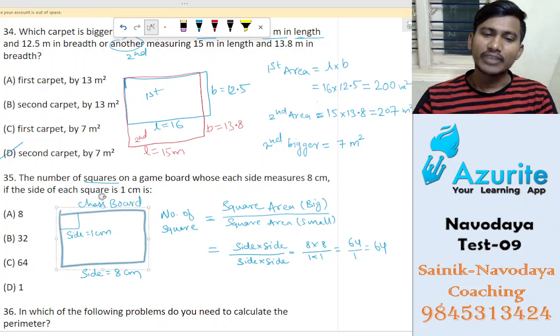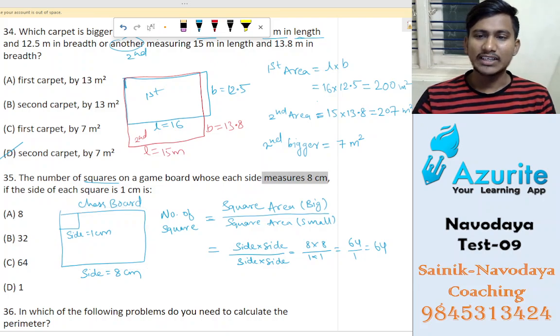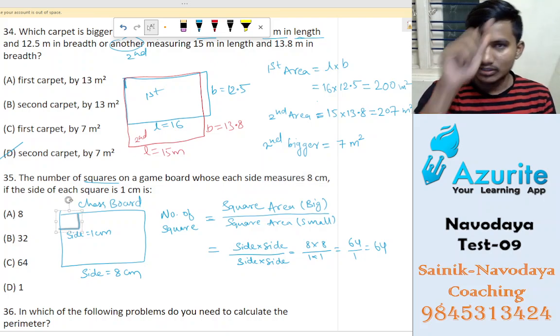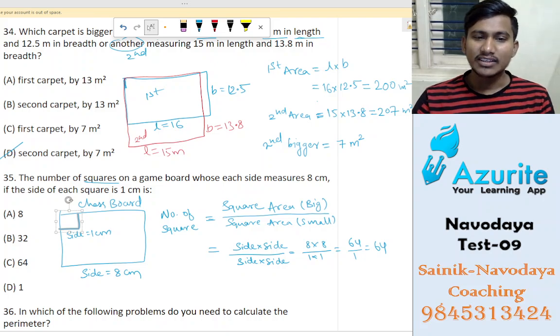So how many squares on the chess board? To find that number, you have to divide the area, right? So we know the bigger one, the bigger square, that is the board, measures how much? 8 centimeter. So side of the square is 8 centimeter. The smaller piece, that is the box, is how much? Side 1 centimeter.